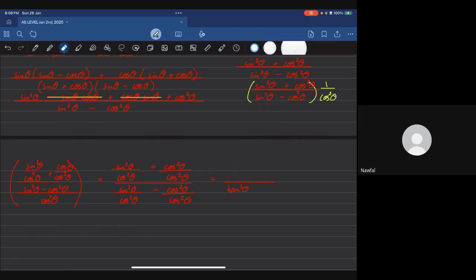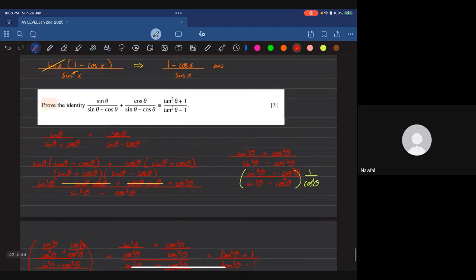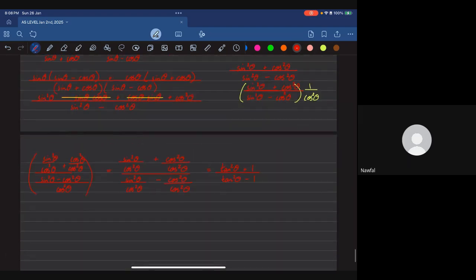And now what's going to happen? Sine square theta over cos square theta is tan square theta. Tan square theta. And plus cos square theta over cos square theta is 1 minus 1. Bingo. Is this clear, guys? This is what happens.